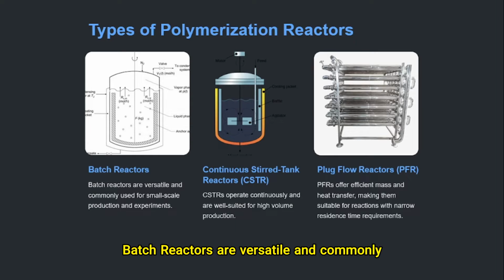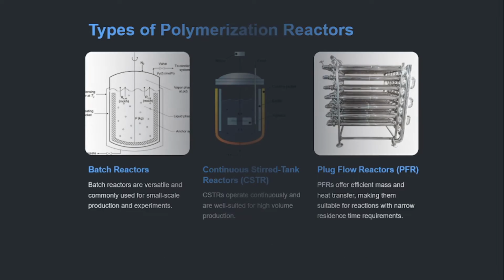Batch reactors are versatile and commonly used for small scale and small volume production and experiments, while CSTRs are well suited for high volume production, and they maintain a consistent reaction environment and efficiently produce polymers with uniform properties. PFRs are often used for producing polymers with specific characteristics, as they are efficient in mass and heat transfer and suitable for reactions with narrow residence time requirements.